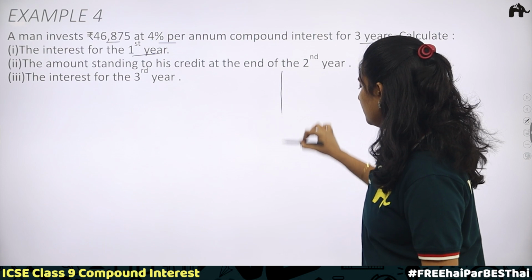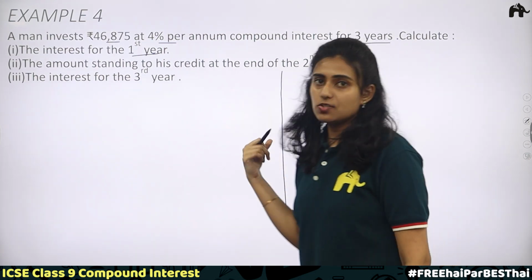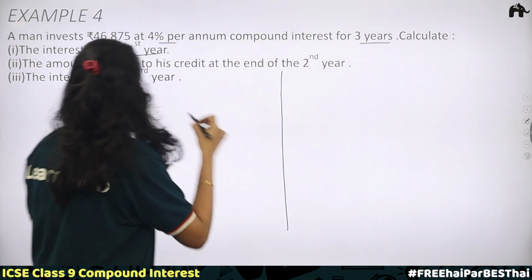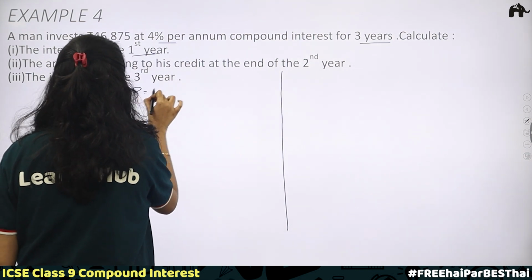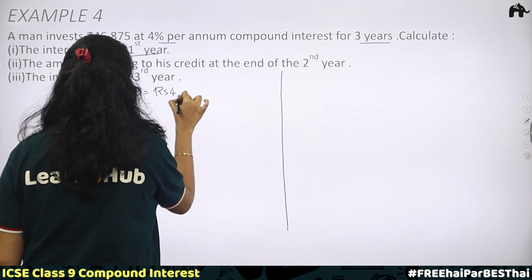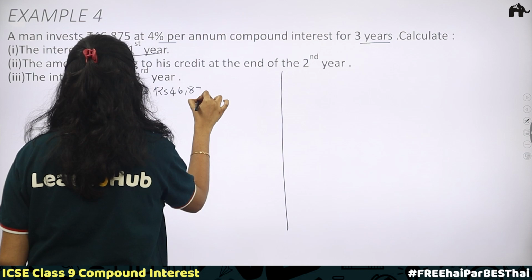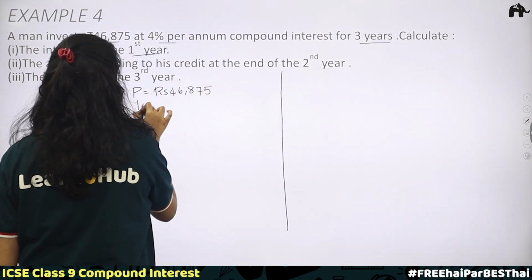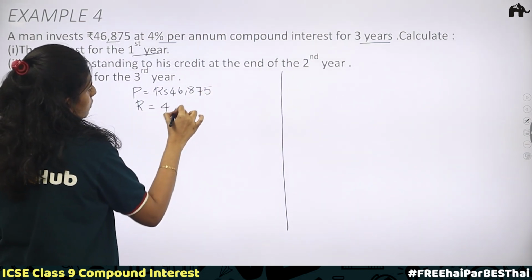So first part of the question, we have to find the interest for first year. Okay, here the principal P is equal to rupees 46,875. Rate of interest R is equal to 4%.